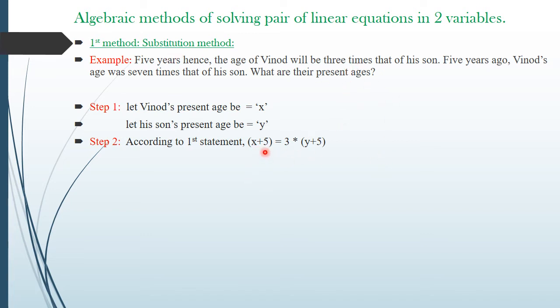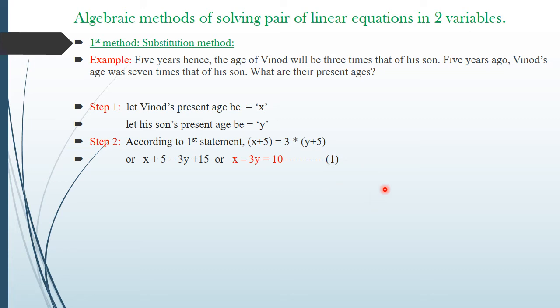Means 5 years after, Vinod's age will be x plus 5, and according to this statement that will be 3 times his son's age after 5 years, that is 3 into y plus 5. When I simplify this, I will get x plus 5 is equal to 3y plus 3 into 5, that is 15, or I can simplify and keep it in the standard form of linear equation, that is x minus 3y is equal to 10. This I will consider as equation number 1.